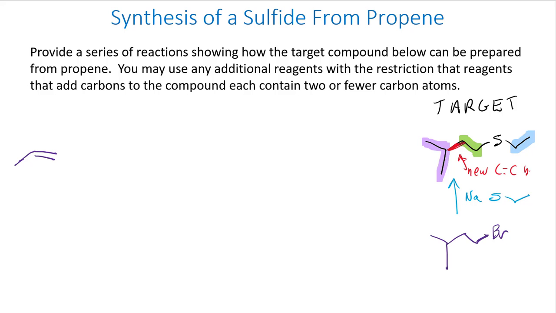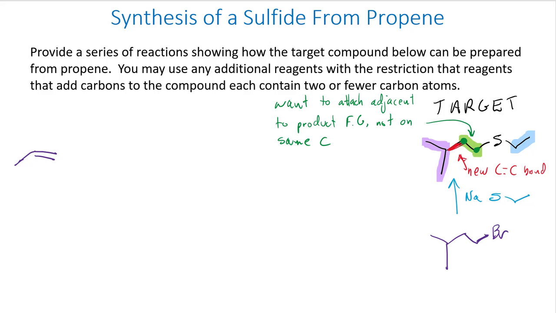carbon-carbon bond. Making new carbon-carbon bonds, of course, suggests the use of an organometallic, and we'll note in this case that we want to connect to a carbon that's not the same carbon as one that contains a functional group, but rather is adjacent to it. And that should suggest the use of an epoxide as the most viable route. It's not the only way we could do it, but it would be the most efficient.